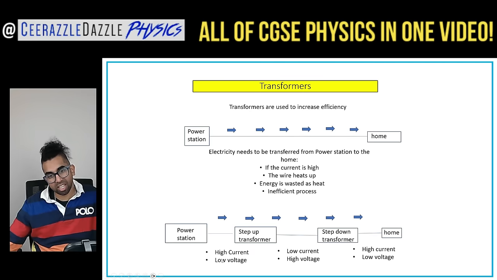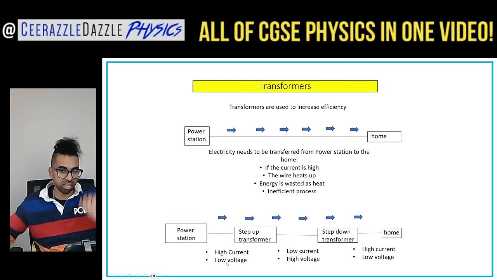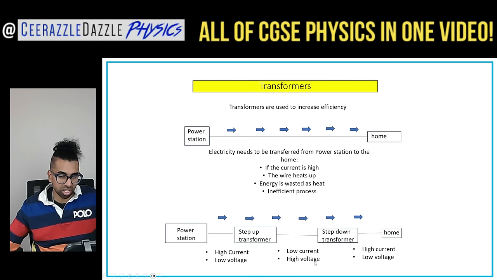So look, it takes the low voltage and makes it higher. It steps up the voltage to reduce the current. And the step-down transformer will reduce the voltage to increase the current back up again over here. So make sure you're happy with step-up and step-down transformers.